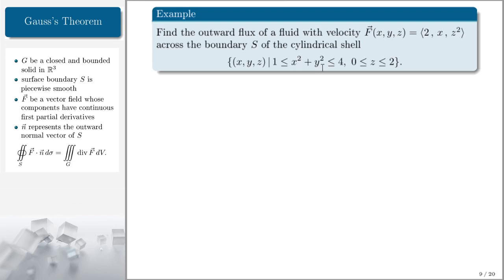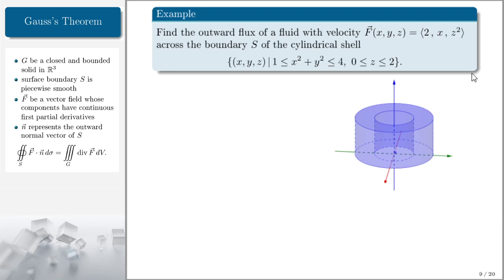X squared plus y squared here is very similar to the formula for a circle. So in the xy plane, x squared plus y squared equal to 1 is just the circle of radius 1, and equal to 4 is a circle of radius 2. So this is just the area between those two circles, while z running from 0 to 2 means that I will need to translate this donut shape in the xy plane upwards until 2. That is given by this cylindrical shell here. Let me call that G.